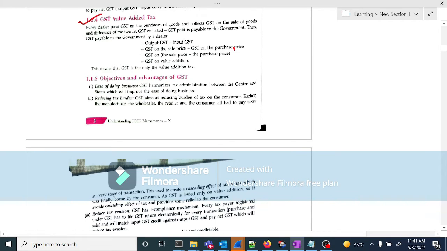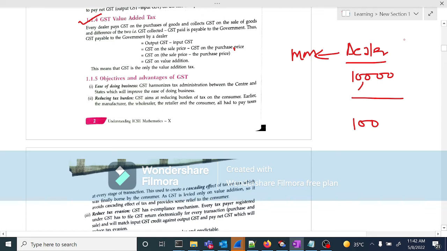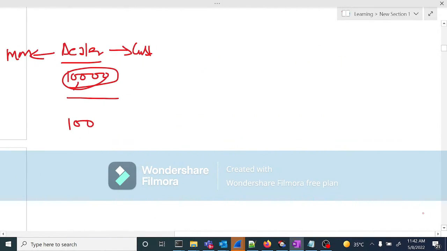So now we'll go into another concept called GST, value added tax. What happens? Suppose you are paying GST of 300 rupees, and when you sell a good... okay, take an example. A dealer is buying goods of 10,000 rupees from a manufacturer. In this he will pay some GST. Suppose he is paying 100 rupees GST. Now the dealer will sell this to the customer, not at 10,000. He will make some profit and then sell.